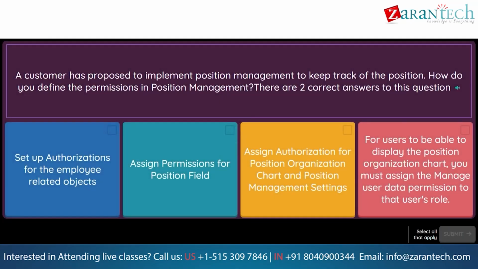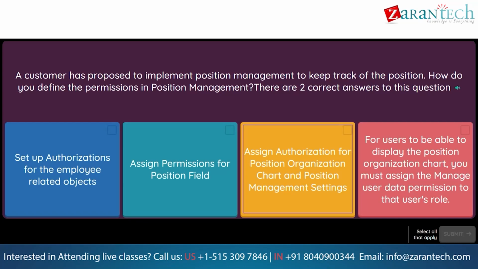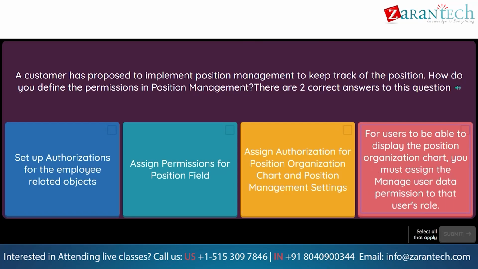Question: a customer has proposed to implement position management to keep track of the position. How do you define the permissions in position management? There are 2 correct answers to this question. Option 1: set up authorizations for the employee-related objects. Option 2: assign permissions for position field. Option 3: assign authorization for position organization chart and position management settings. Option 4: for users to be able to display the position organization chart, you must assign the manage user data permission to that user's role.